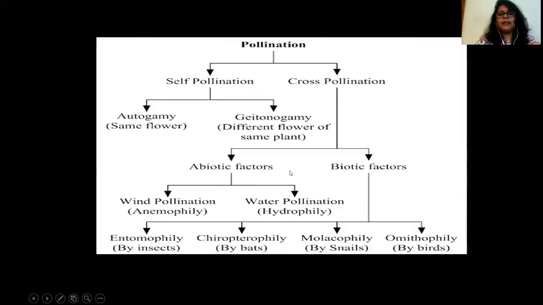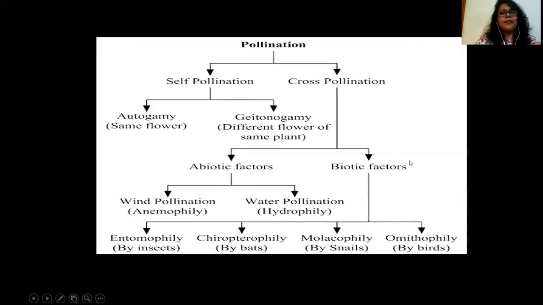So there are some living factors or non-living factors that can carry these pollen grains from the anther to the stigma of another flower. Abiotic factors include wind, water, etc. And biotic factors include insects, bats, snails, birds, etc. If the pollination occurs through abiotic factors like wind, it is called anemophily. If the pollination occurs through water, then it is called water pollination or hydrophily.